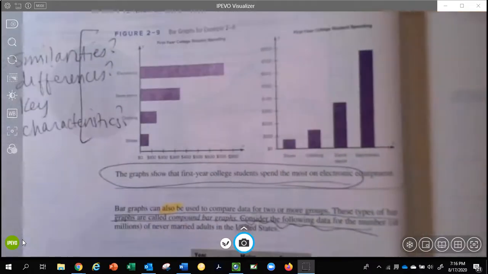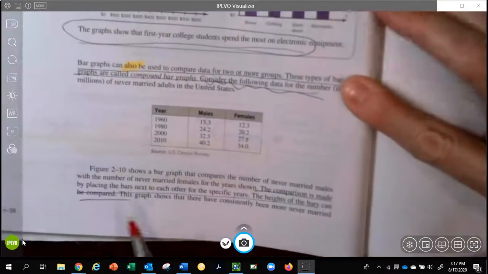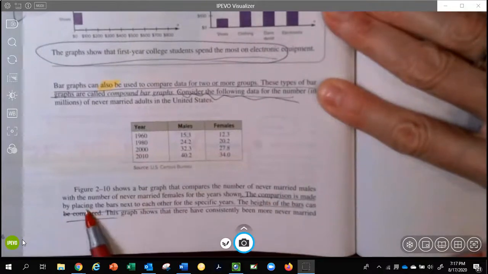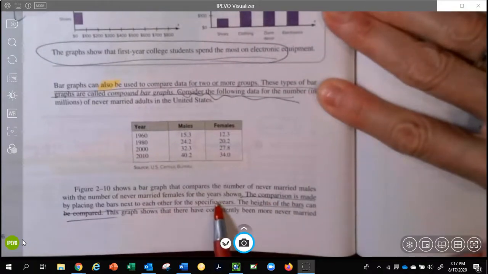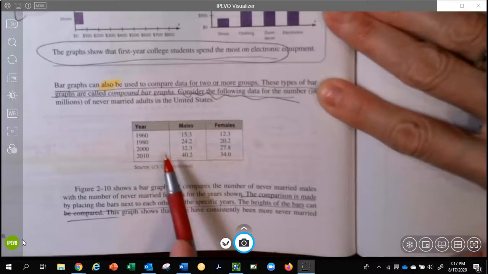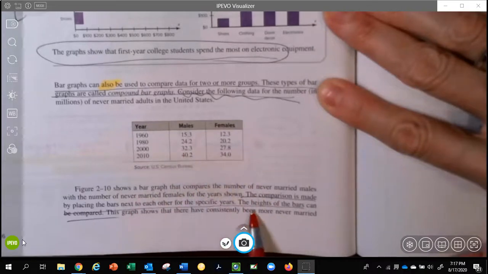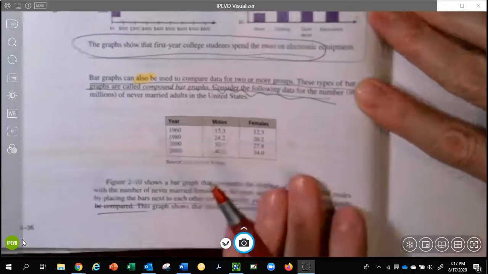That's like when you have a compound fracture, like in your arm, then it's going to be compound because it's two or more breaks. The comparison, down here at the bottom, is made by placing the bars next to each other for the specific years, and that's what we're about to look at here in this information. The height of the bars can then be compared.